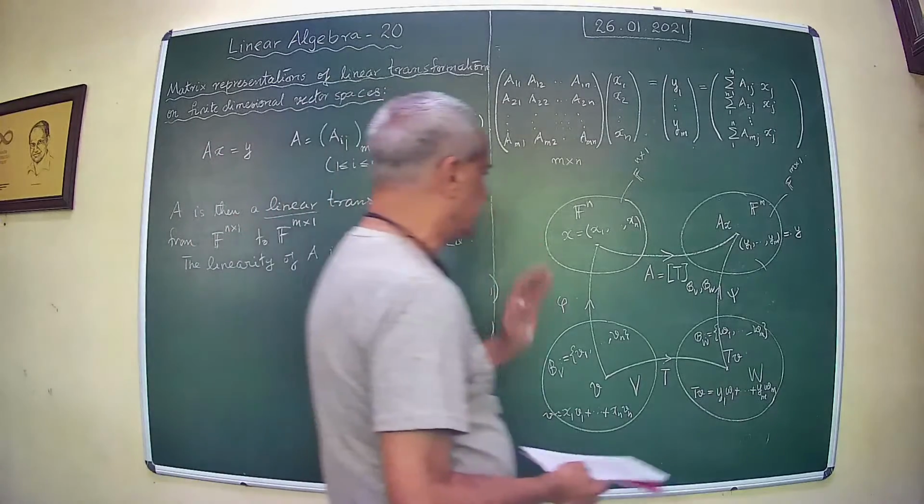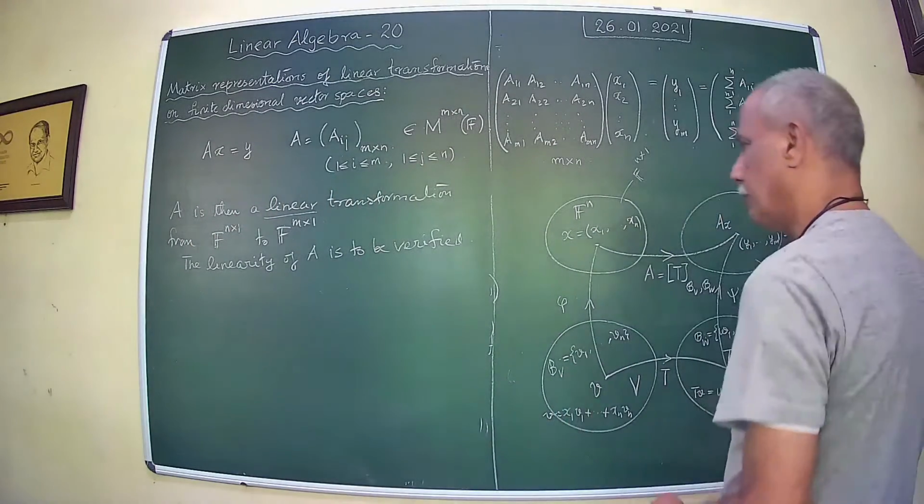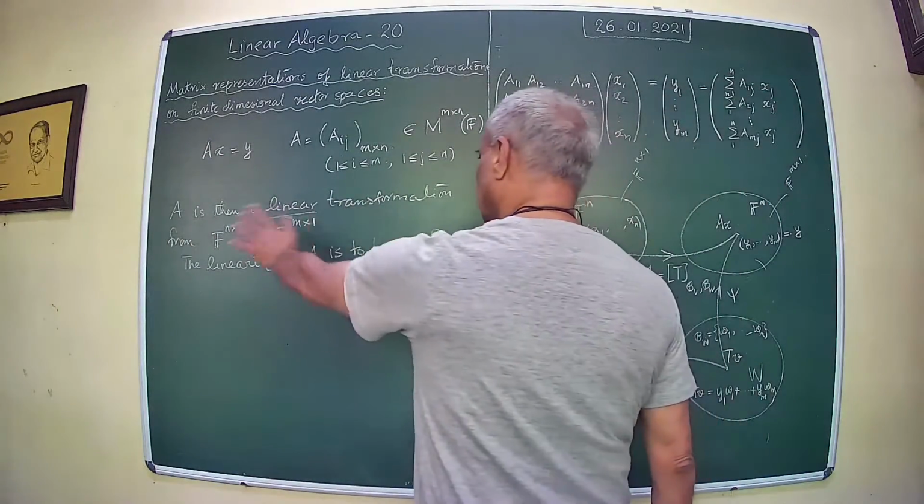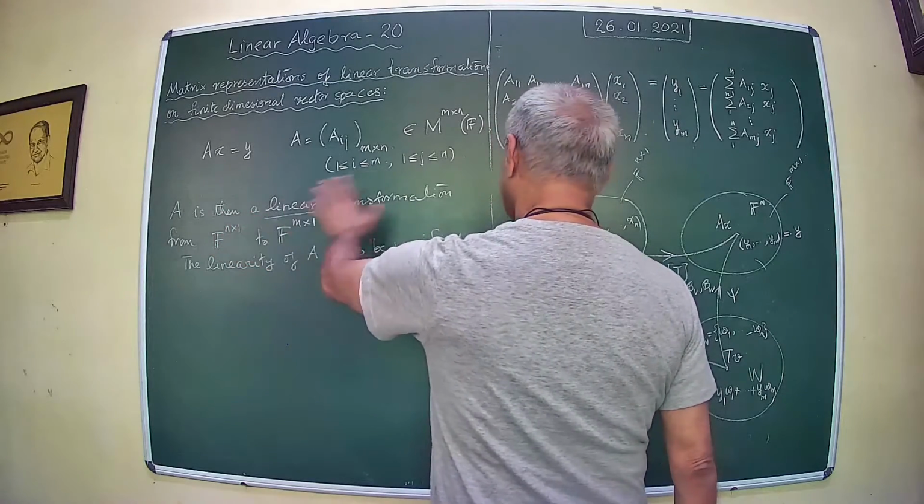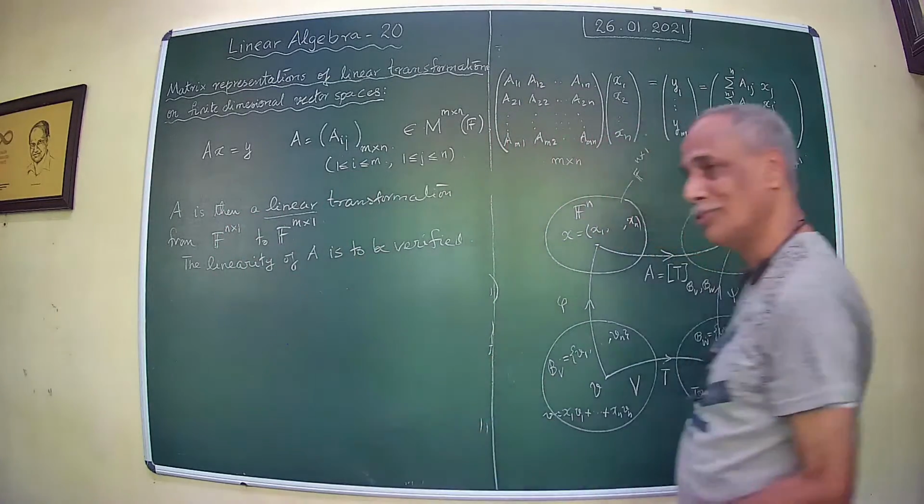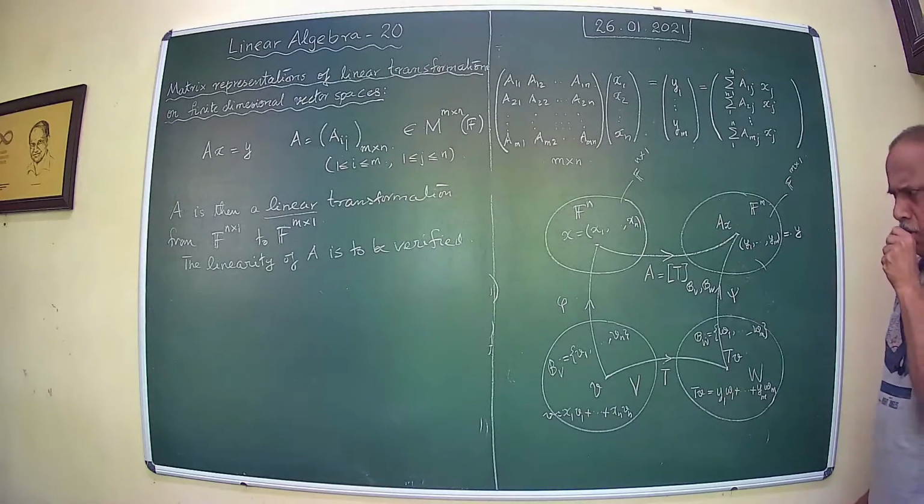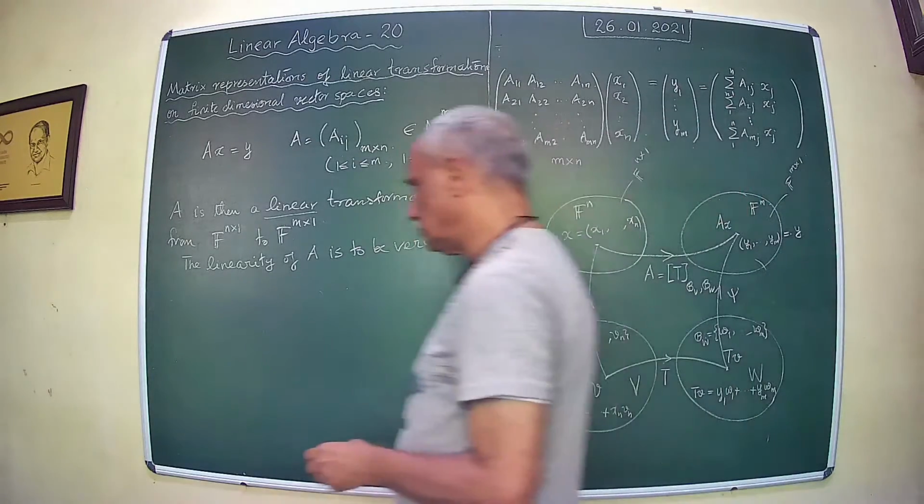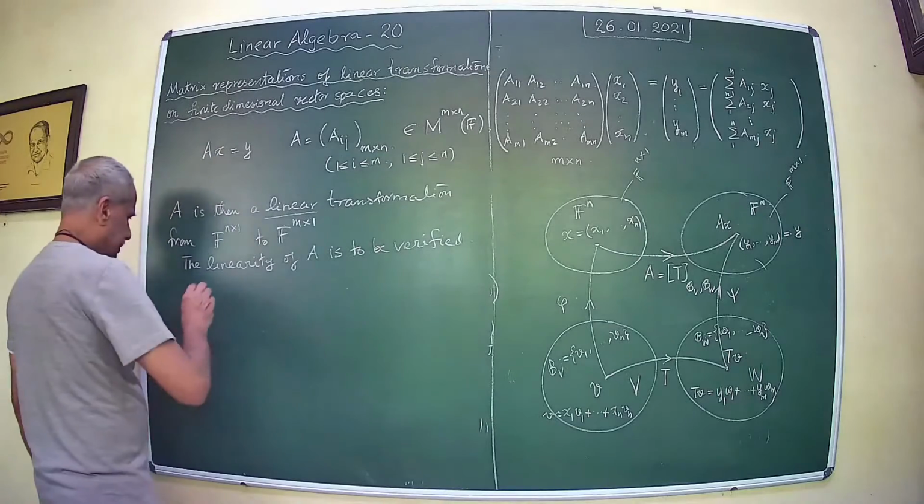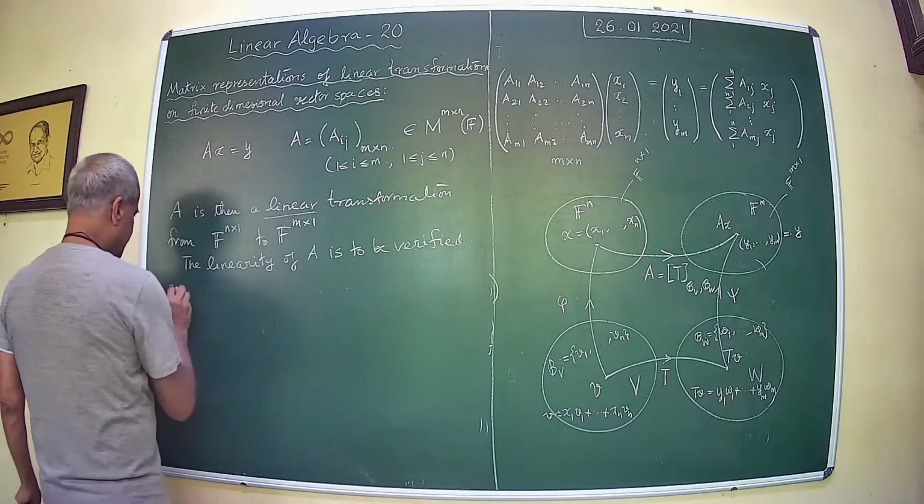That is routine. Okay? The very fact that a matrix represents a linear transformation proves it. Okay? So you have to prove the following.